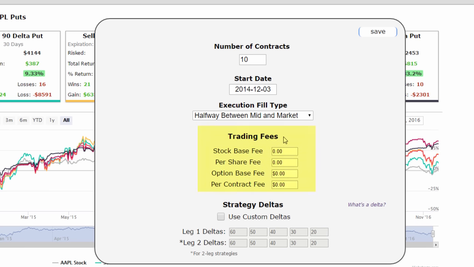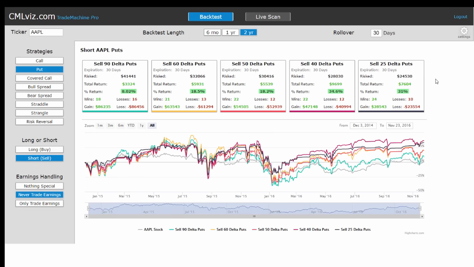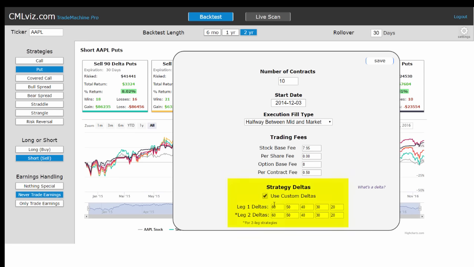Next, we can input our custom commissions. Let's put in a stock commission. Let's put in our option ticket fee. And let's put in our price per option contract. Now we can rerun the backtest, and we can see the results. For those who are option experts, you can note the deltas that we're backtesting. If we want to customize these deltas because we see that selling out of the money puts did the best and we want to look deeper, we can go back to our settings and change the deltas that we're backtesting. Let's do everything out of the money.